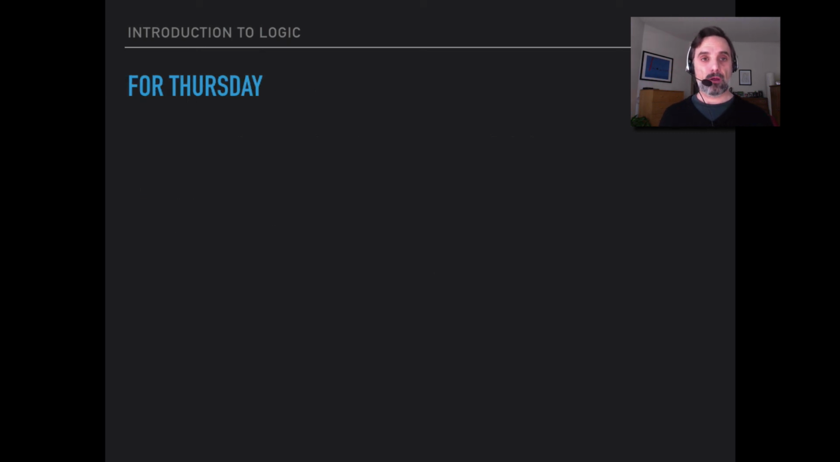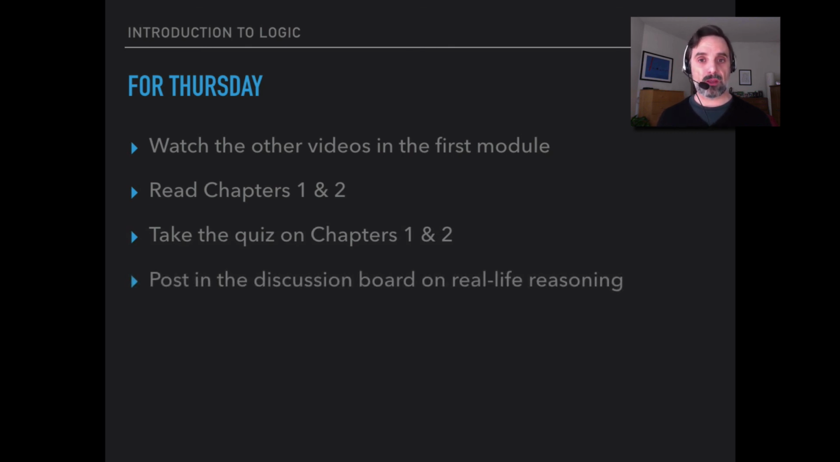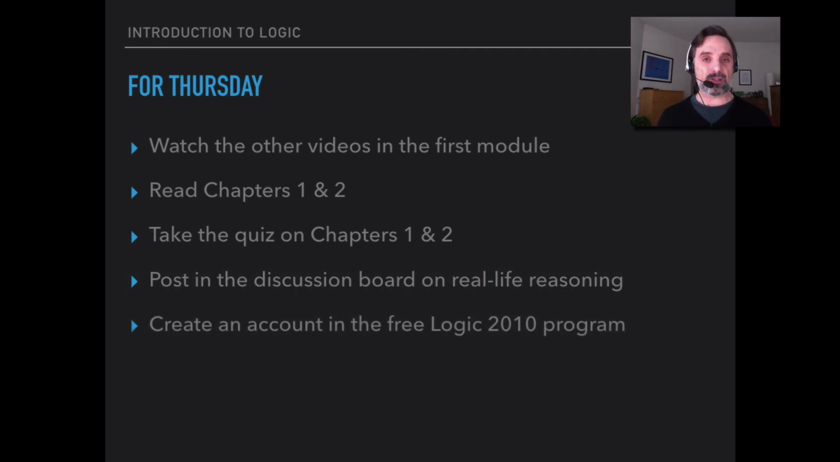So, for Thursday, you have several things to do. You're going to need to watch the other videos in this first module. You need to read the first two chapters of the text, which are downloadable in this module. You need to take the quiz on chapters 1 and 2, which is linked in the module, and you can also find it in the assignments. You need to post in the discussion board on real-life reasoning, and you need to create an account in the free Logic 2010 program. How to do that is discussed in another video in this module. So that's what you need to do. If you have any questions, please let me know.